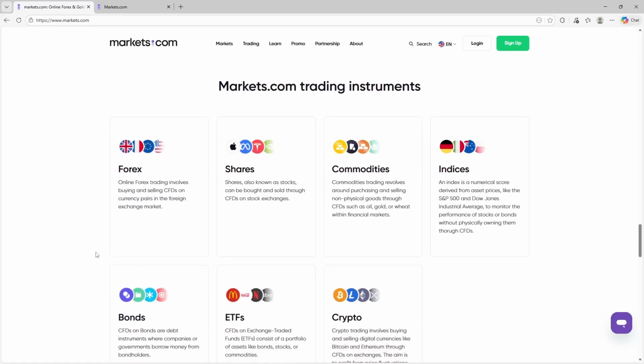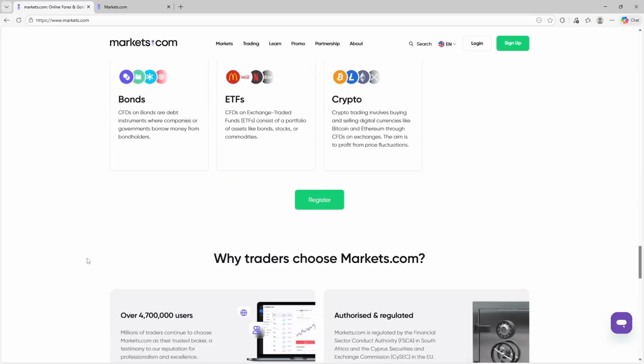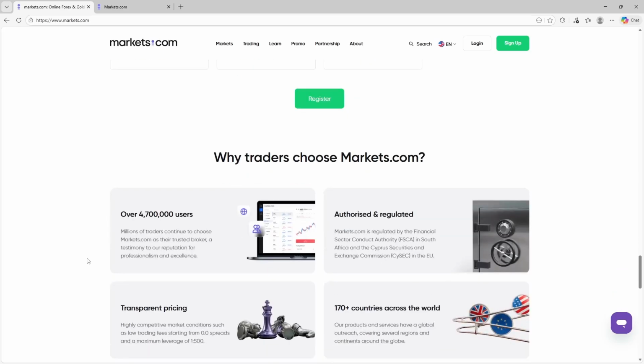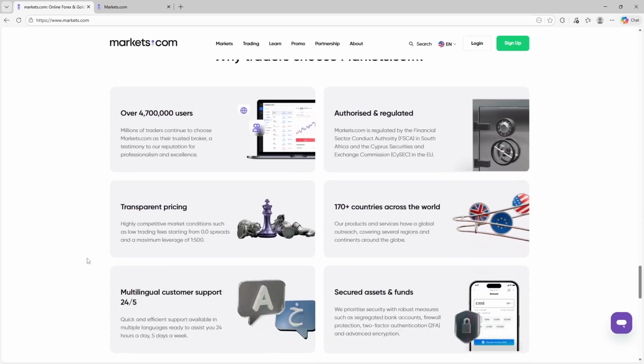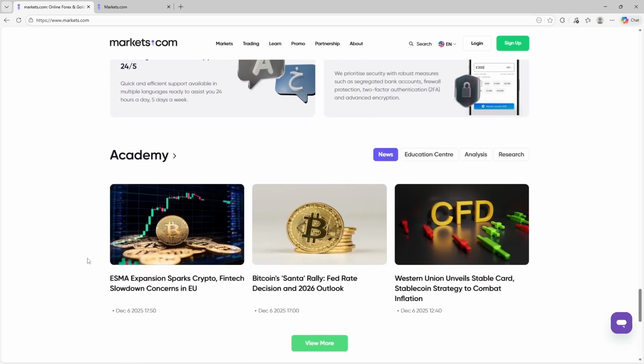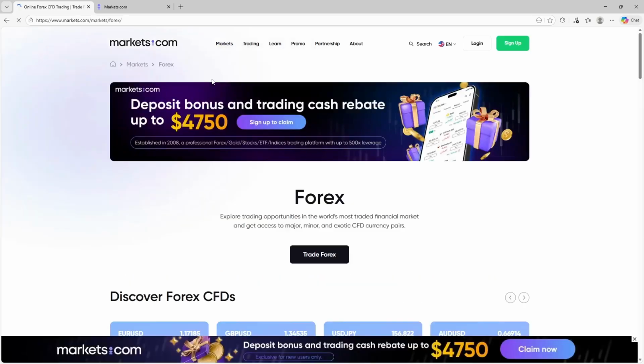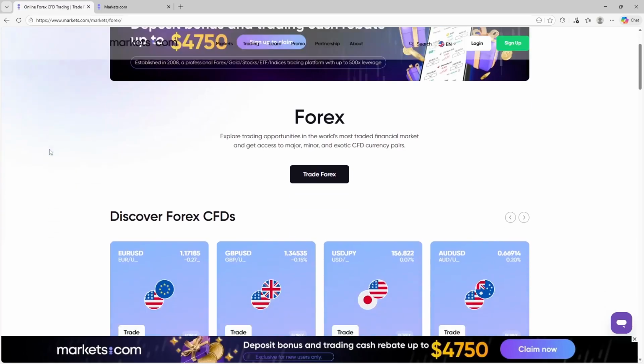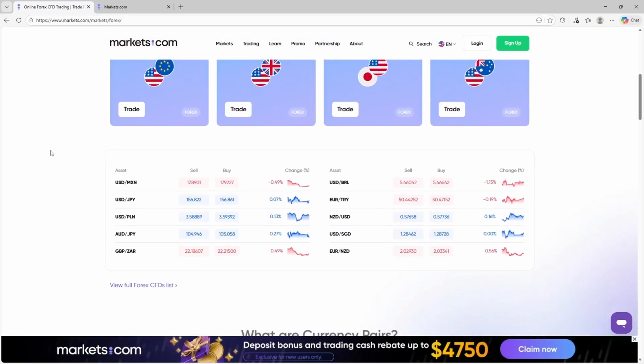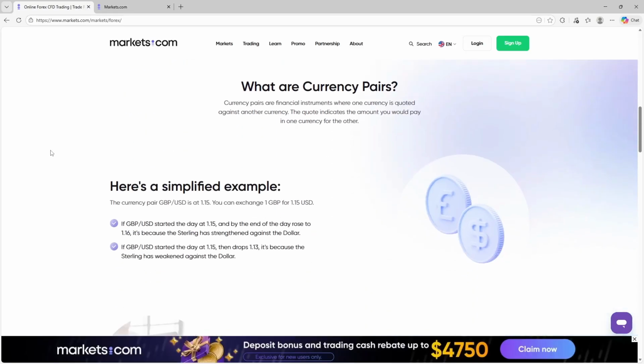There is a strong emphasis on accessibility and user experience with clean interface design, relatively fast onboarding, and educational material geared toward newer traders. Markets.com also focuses heavily on leveraged CFD trading, allowing traders to control larger positions with smaller capital, which can amplify both potential gains and potential losses.